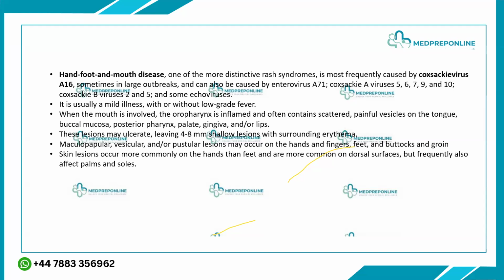हम जब स्किन पढ़ा करते थे ना फाइनल ईयर, तो हम पढ़ते होते थे कि टाइप्स ऑफ लीजन्स जनरली क्या होती है: मैक्यूल्स एंड पैप्यूल्स, वेसिकल्स, और अगर वेसिकल्स पस फिल्ड हो जाए तो पस्ट्यूल्स. और इस तरह की लीजन्स हैंड्स एंड फिंगर्स के अलावा फीट, बटक्स एंड ग्रोइन पे भी बन सकते हैं. Skin lesions occur more commonly on the hands than feet and are more common on dorsal surface but frequently also affect palms and soles. So lesions आपकी dorsal surfaces पे ज्यादा common है, palms and soles पे कम common है.